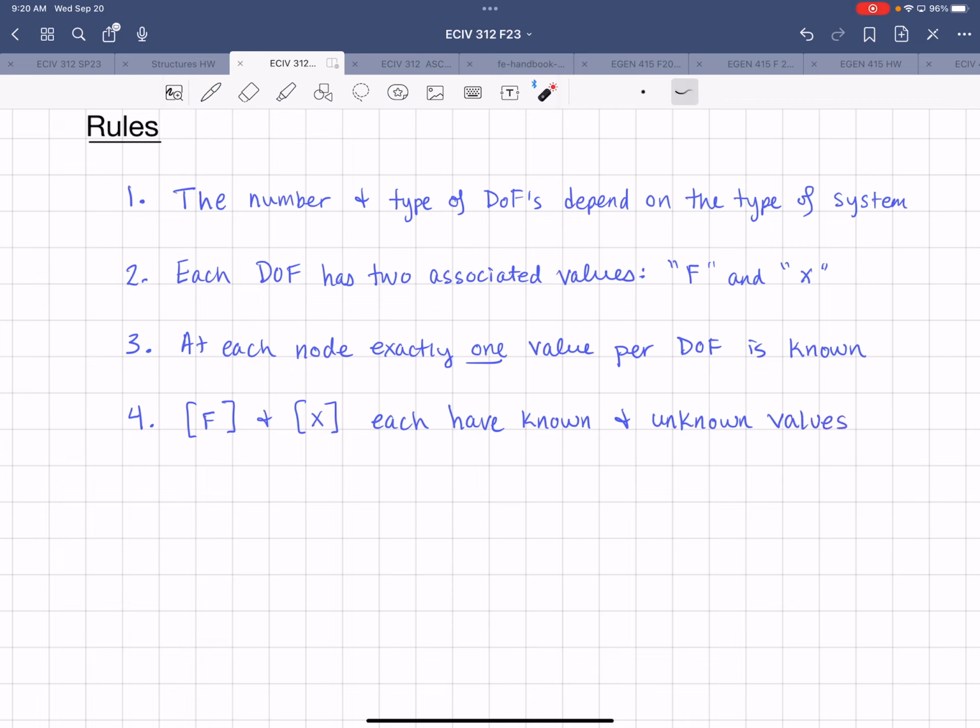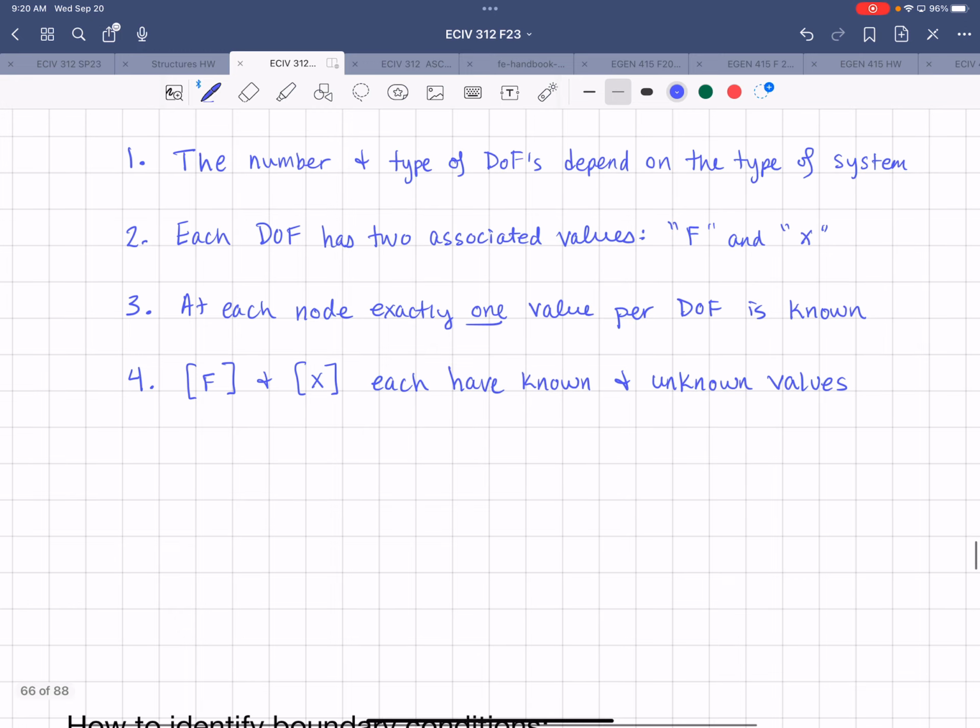So going back to rule 2, we just said each degree of freedom has 2 associated values. At each node, one of those values per DOF is known. So at some degrees of freedom, you might know the force, and at others, you might know the displacement. If you know the force, you don't know the displacement, and vice versa. So we're going to end up with force and displacement vectors that will have both known and unknown values in them. And that's where matrix partitioning will come into play.